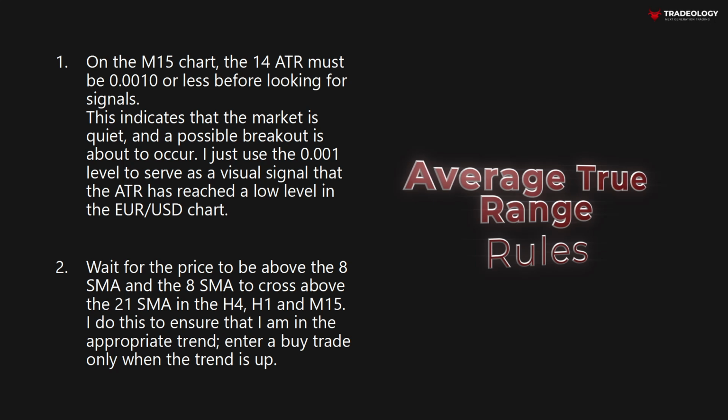I just use a 0.001 level to serve as a visual signal that the ATR has reached a low level in the Euro USD chart. Wait for the price to be above the 8 SMA and the 8 SMA to cross above the 21 SMA in the 4-hour, 1-hour, and 15-minute. I do this to ensure that I'm in the appropriate trend. Enter a buy trade only when the trend is up.